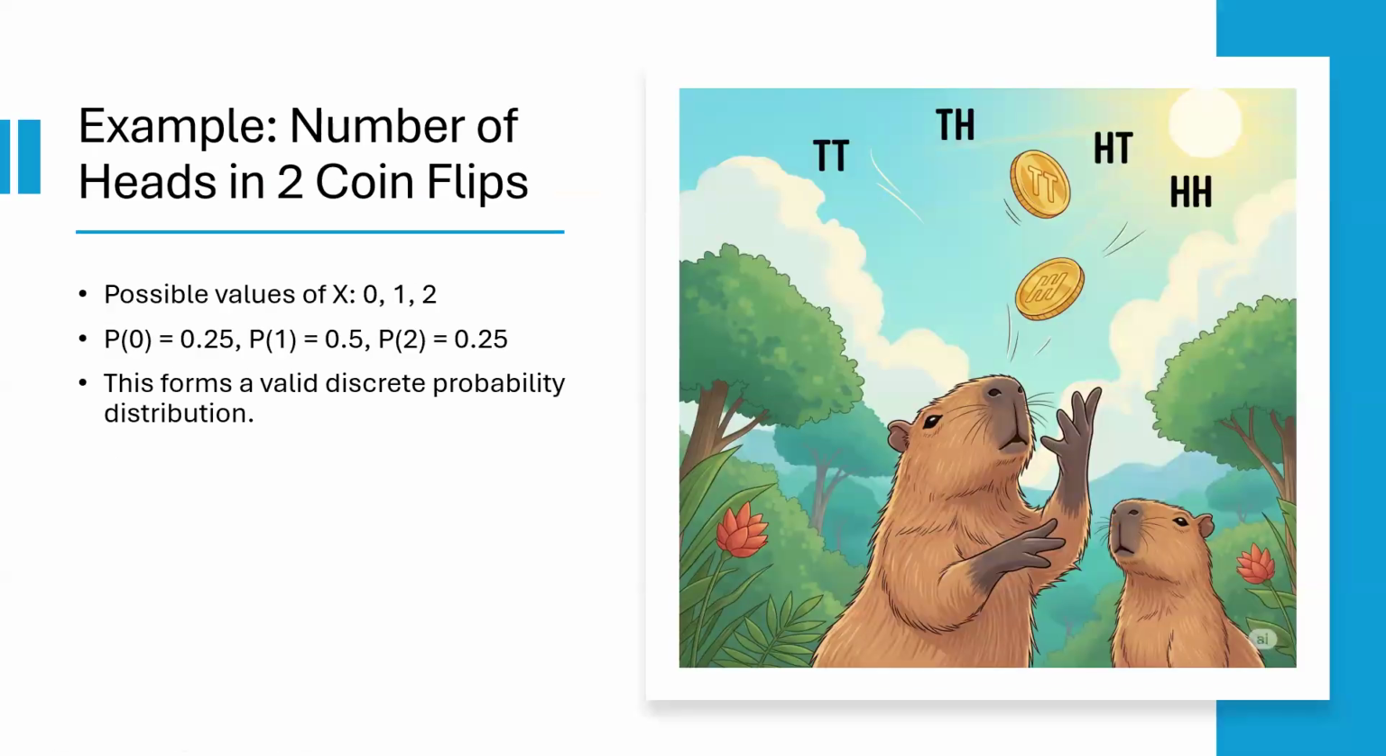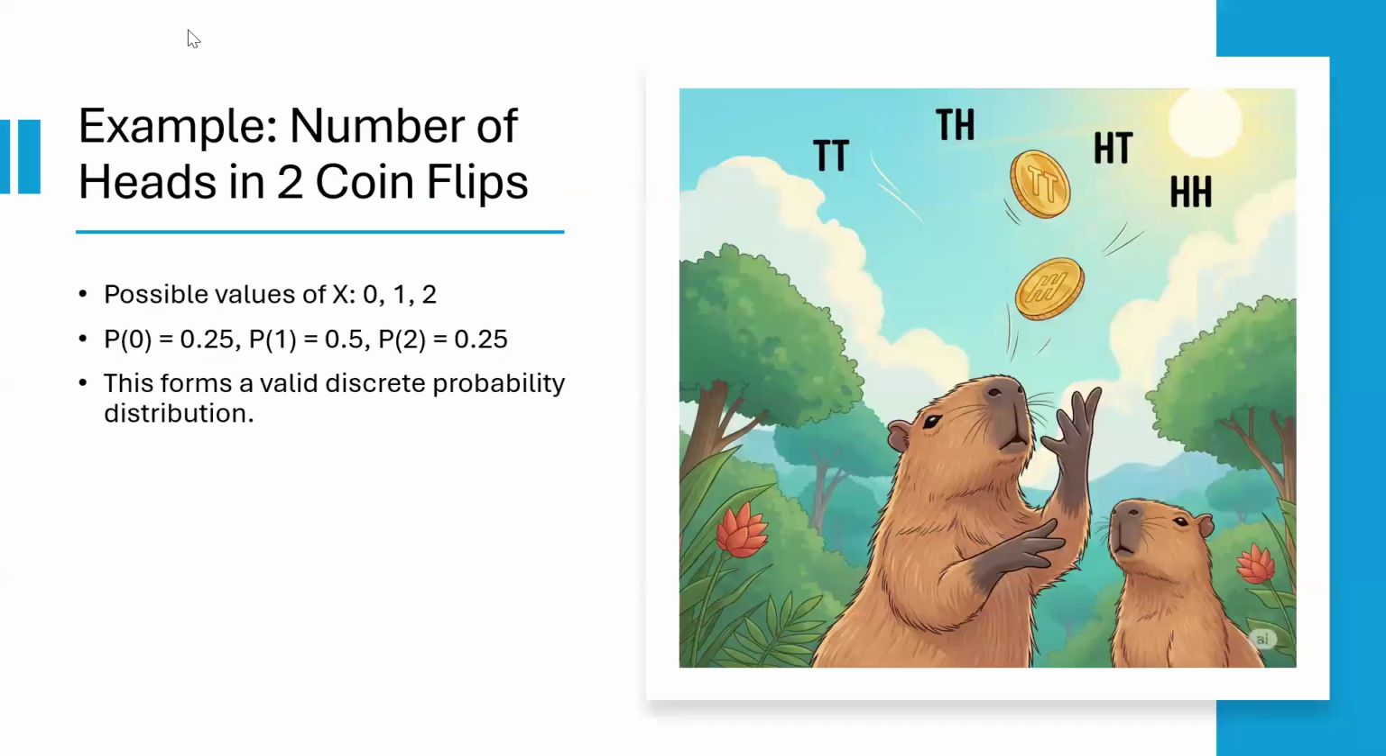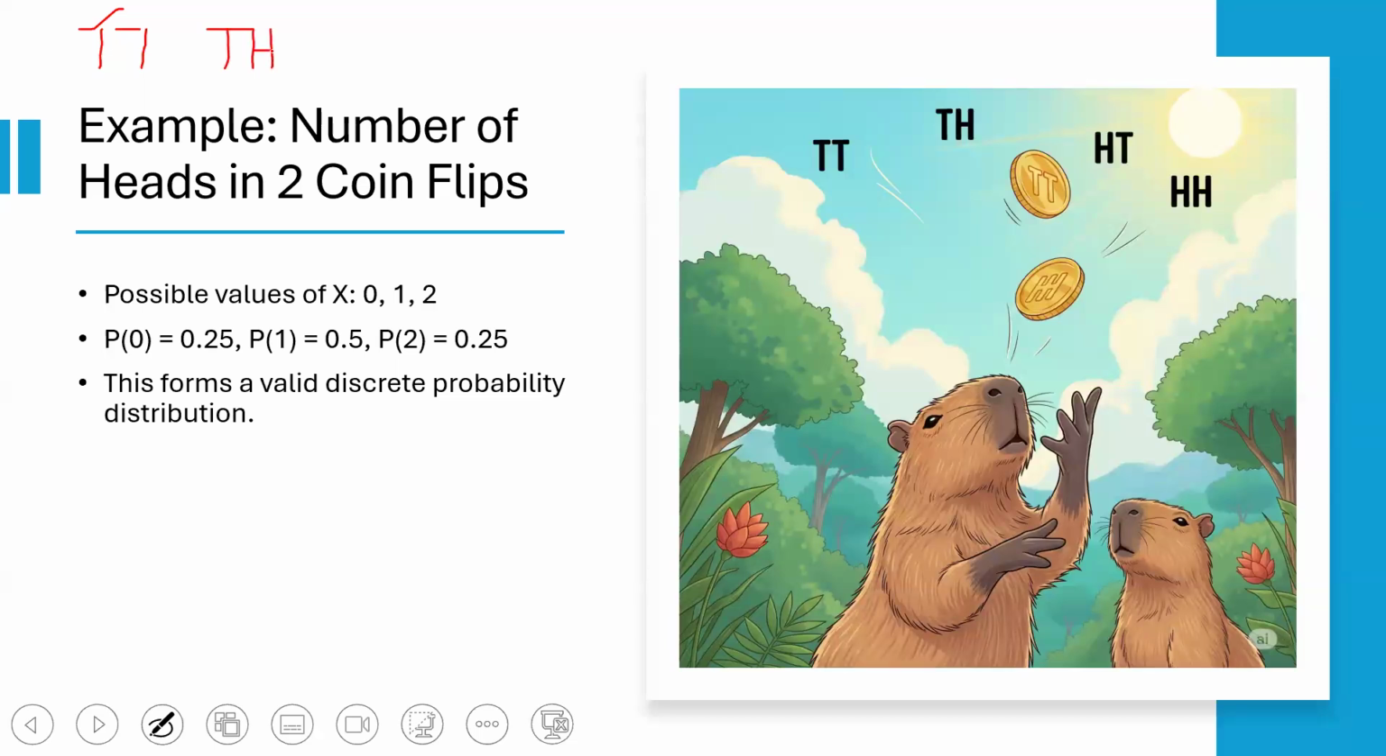Let's revisit our earlier example. You flip 2 fair coins. Our outcomes are tails, tails, tails, heads, heads, tails, or heads, heads. 4 possible outcomes.